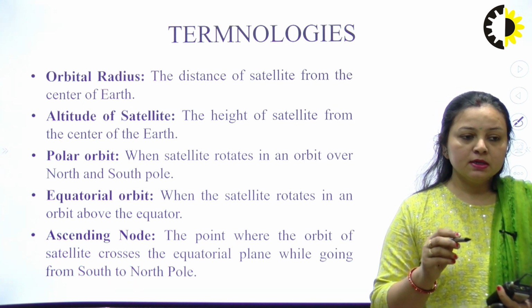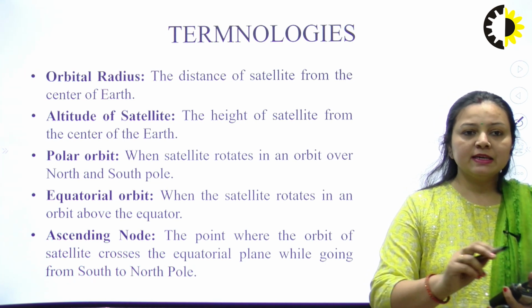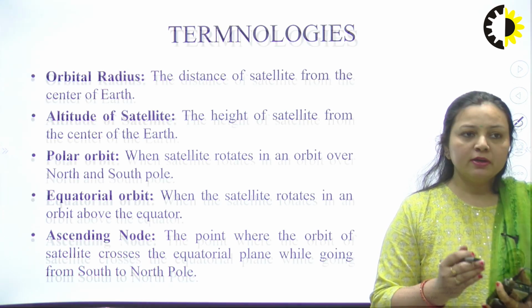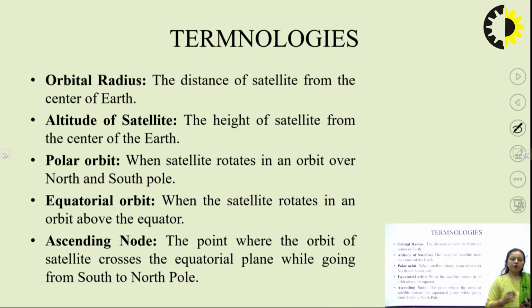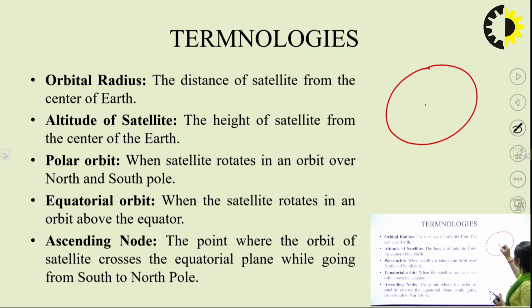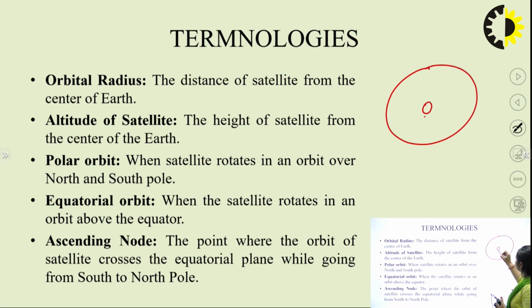Orbital radius: the orbit is the path in which the satellite is rotating. If we talk about the orbital radius, it is the distance of the satellite from the center of Earth. This is the path in which the satellite is revolving, and here I have my planet Earth. This distance we call the orbital radius, or the orbit radius.